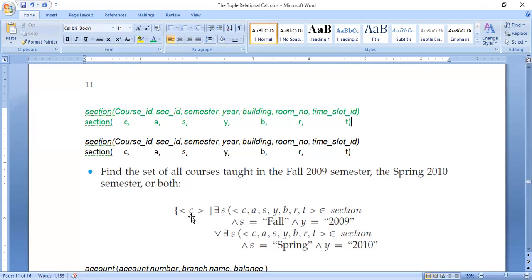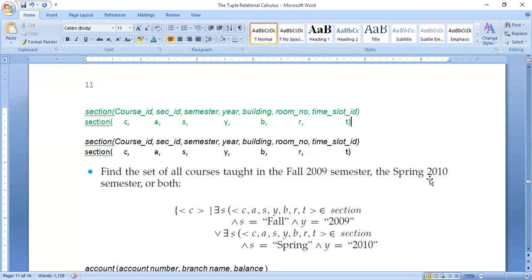As we have learned previously, whatever remaining variables are there, here the remaining variables are A, S, Y, B, R, T. So we can write all the variables with the existential qualifier. Instead of S we can also write A, S, Y, B, R, T, and then the condition is that the semester should be fall and the year should be 2009. So this forms the first part of the union operation for the fall 2009 semester.